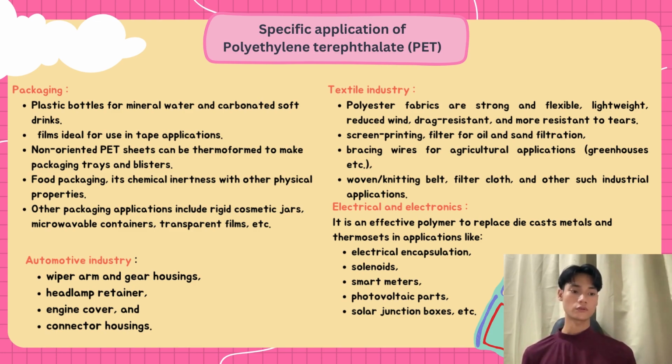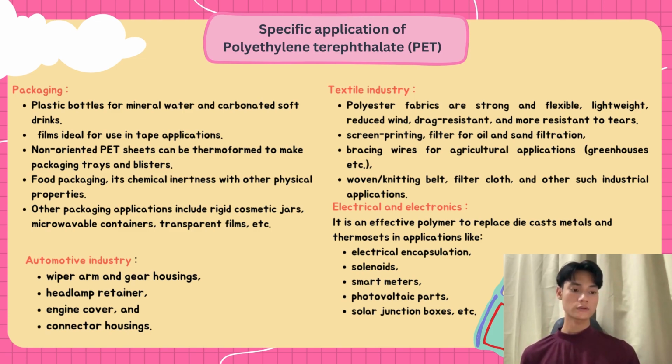Alright, moving on to the textile industry. For the textile industry, we have polyester fabrics, which are very strong, flexible, and lightweight, so they can reduce wind drag and are more resistant to tears. PET is also used for screen printing, filter oil, and sand filtration. It's also used for bracing wires for agricultural applications, such as greenhouses.